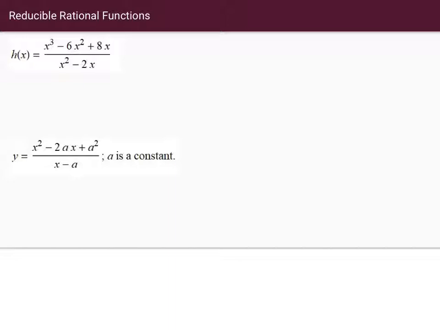So let's take a look at this function h of x equals x cubed minus 6x squared plus 8x divided by x squared minus 2x. What I'm going to do is factor the numerator and denominator of this function to see whether or not I can reduce. Taking a look at the numerator, I see that there is a GCF, and that GCF is x. So I'm going to pull x out, and that leaves me with x squared minus 6x plus 8.